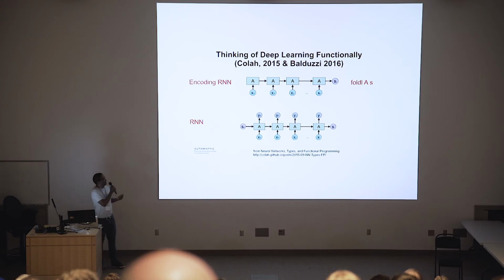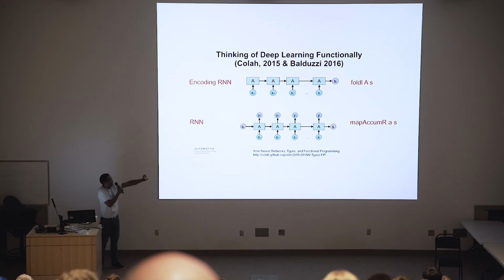and then you could take the same analysis to a fully recurrent neural network using map accumulate right, which is basically accumulating all of these matrix multiplies.